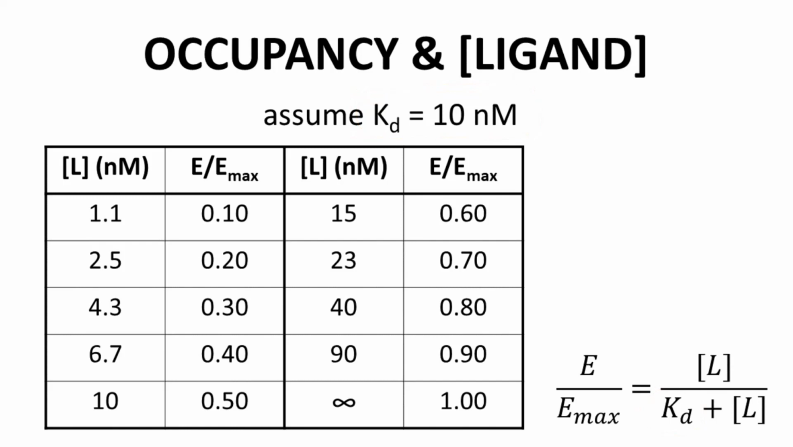To achieve 10% of Emax, E over Emax is 0.10, we would need a ligand concentration of 1.1 nanomolar. You might expect that boosting E over Emax to 0.20 would require doubling the ligand concentration to 2.2 nanomolar. No, ligand concentration needs to more than double, from 1.1 to 2.5 nanomolar. What if we want to double E over Emax again to 0.4? Concentration again needs to more than double, from 2.5 to 6.7 nanomolar.